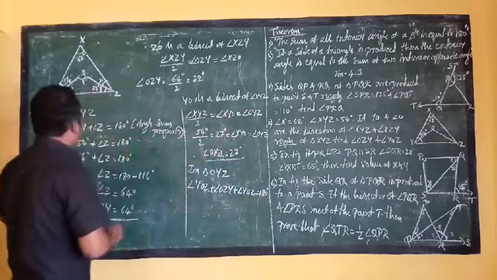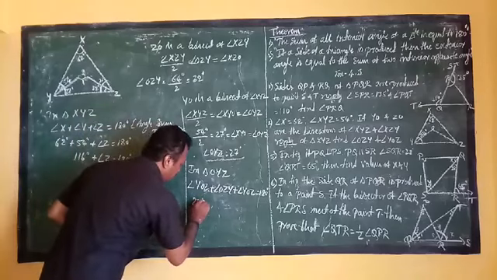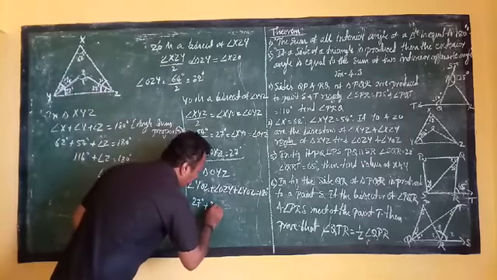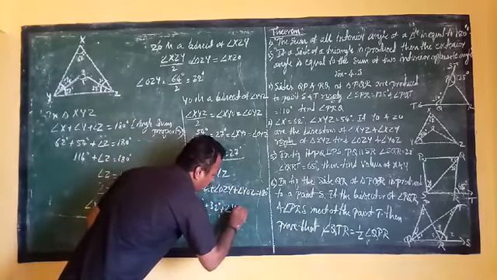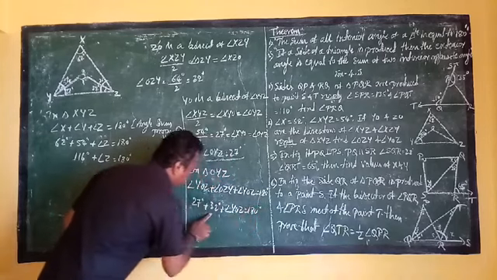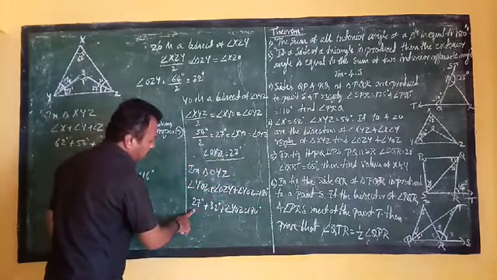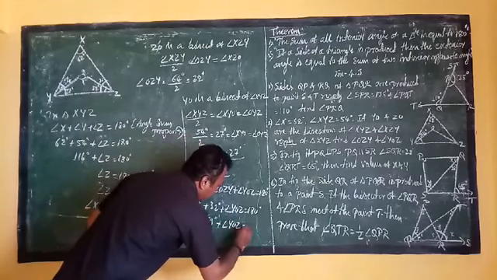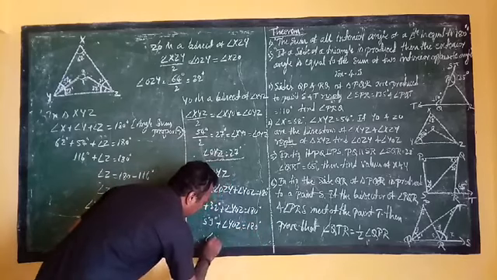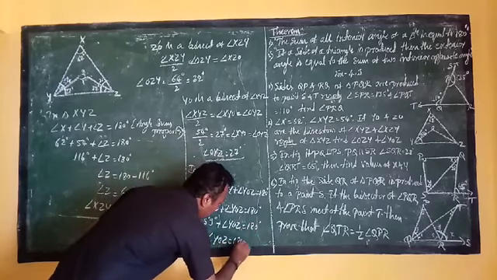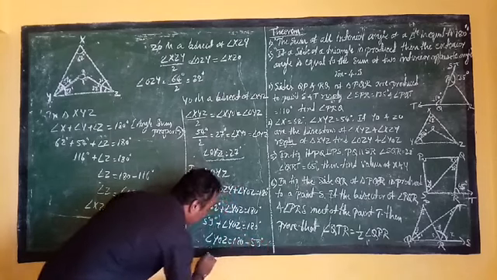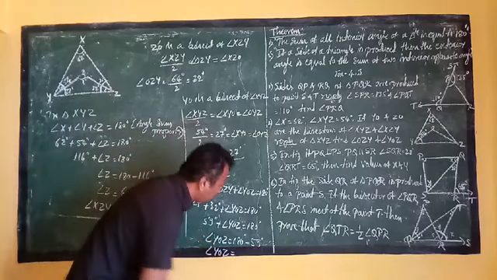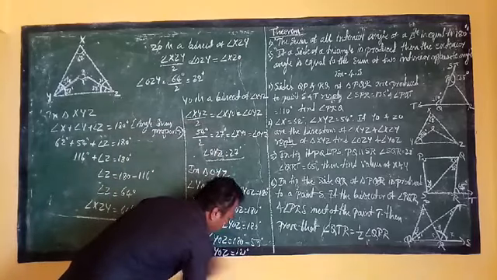So YOZ, how much? Angle OYZ is 27 degrees plus angle OZY, how much? 32 degrees, plus angle YOZ is equal to 180 degrees. So 27 plus 32 is 59 degrees. This is 59 degrees plus angle YOZ is equal to 180. Therefore YOZ is equal to 180 minus 59, which is 121 degrees.